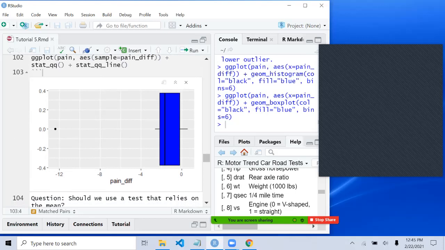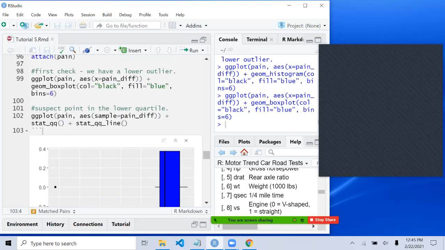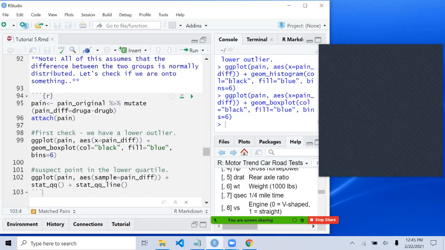Now, if drug A and drug B have the same treatment effect, if the effect is actually the same, the difference in pain scores should be 0 between the two groups. It should be 0 if there's really no difference in the two treatments. When you have this big outlier, the mean is far from 0. What is it actually saying? Because our pain difference is drug A minus drug B, it's saying drug B is actually better than drug A because the difference is not 0.